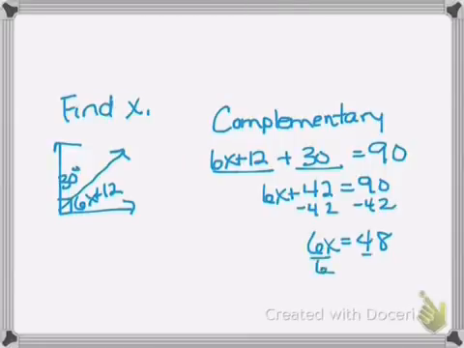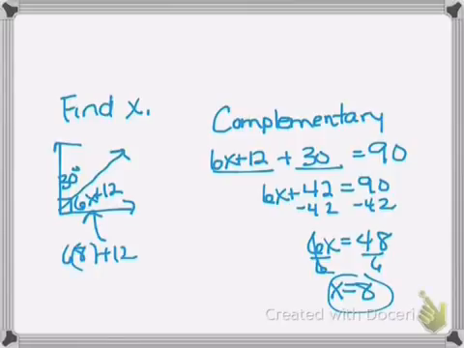And then divide by 6. The value of x is 8. If you wanted, you could plug 8 back in place of x in that second angle. And if you did, you'd find the exact angle measurement of 60 degrees. And it's true. 30 plus 60 degrees does equal 90 degrees. So complementary angles have a sum of 90 degrees.